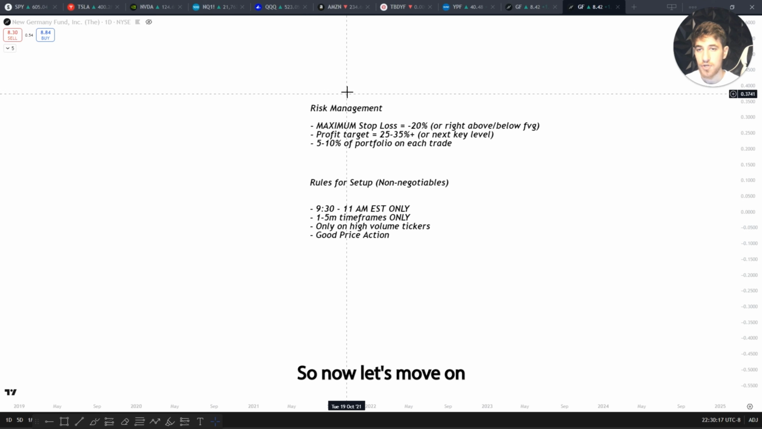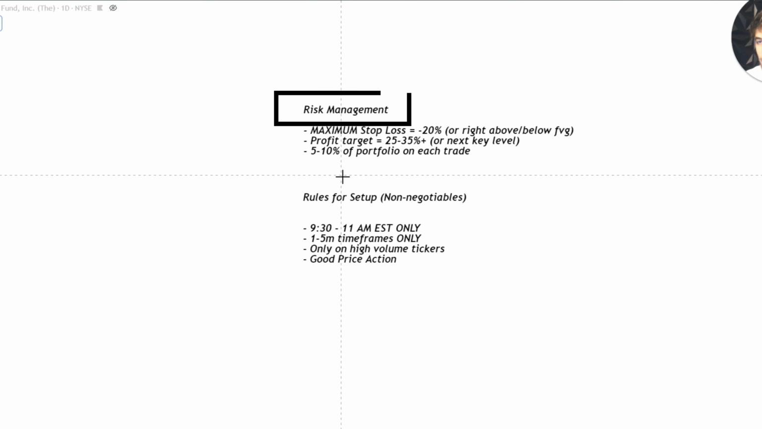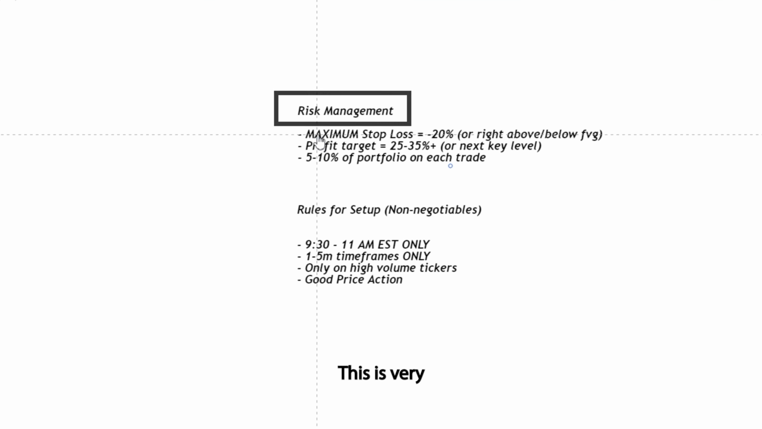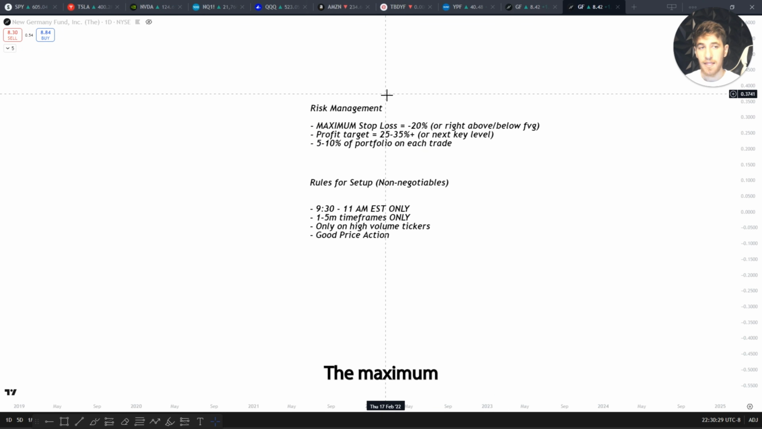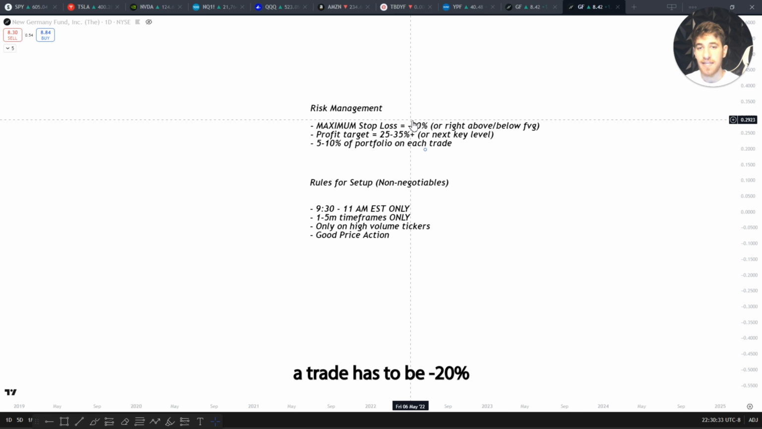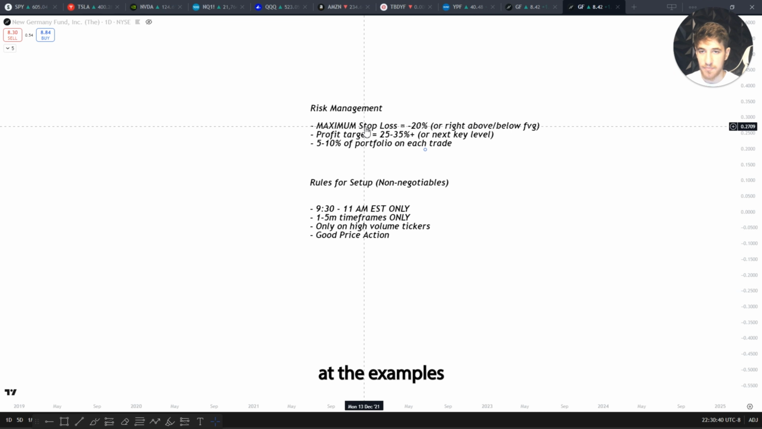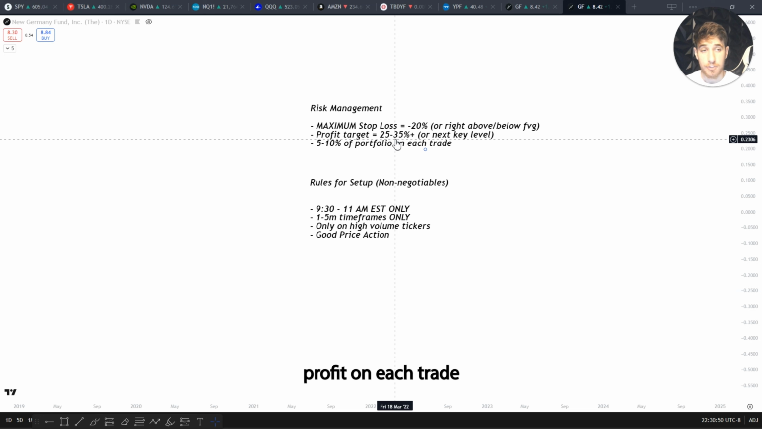All right. So now let's move on to risk management. This is very, very important, and this is for every single setup you guys trade. You need to make sure you have this. The maximum stop loss, meaning the worst possible case that we can have on a trade, has to be negative 20%. And I'll show you another way that you guys can place stop losses and targets once we take a look at the examples. But very clearly, maximum stop loss, negative 20%. And for our profit targets, we want to go with about 25 to 35% profit on each trade. So we have a very nice risk to reward.